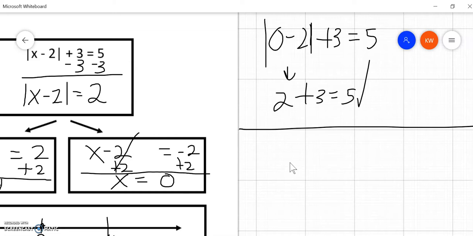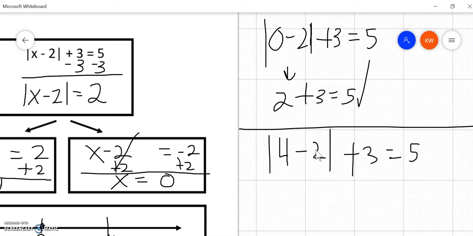Let's check out 4 now. So inside we got 4 minus 2 plus 3. Now, if this equals 5, that should work out. Now, 4 minus 2, that's 2. The absolute value of 2 is just 2 right here. And 2 plus 3 does in fact equal 5.